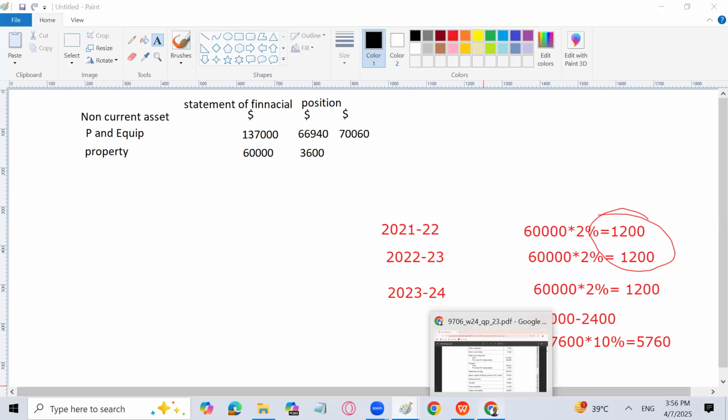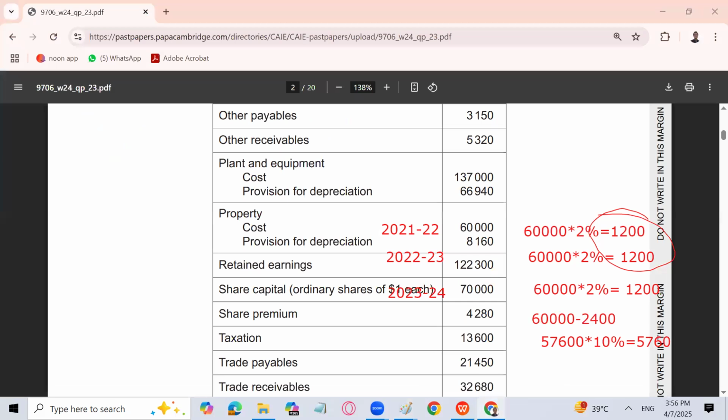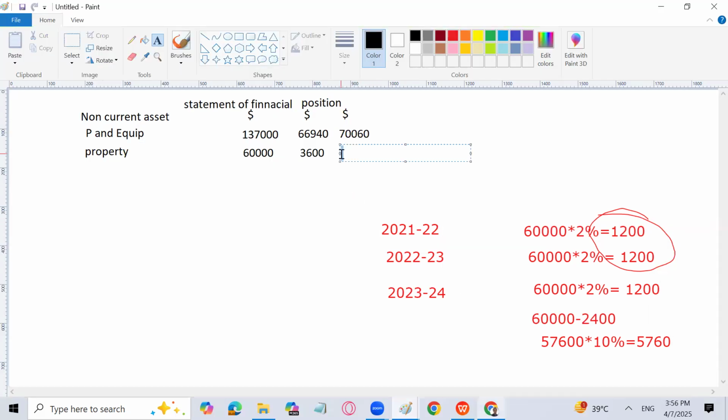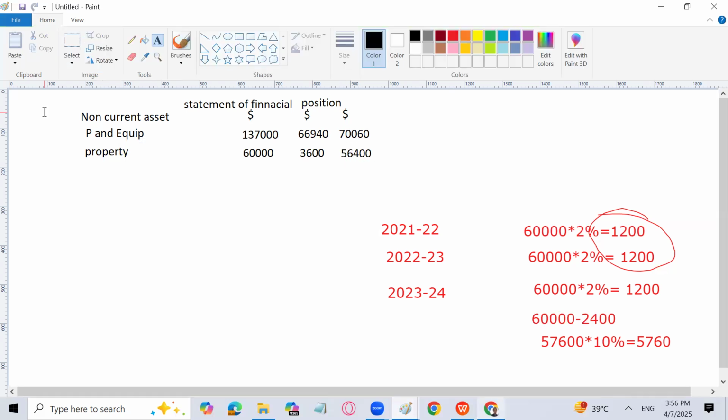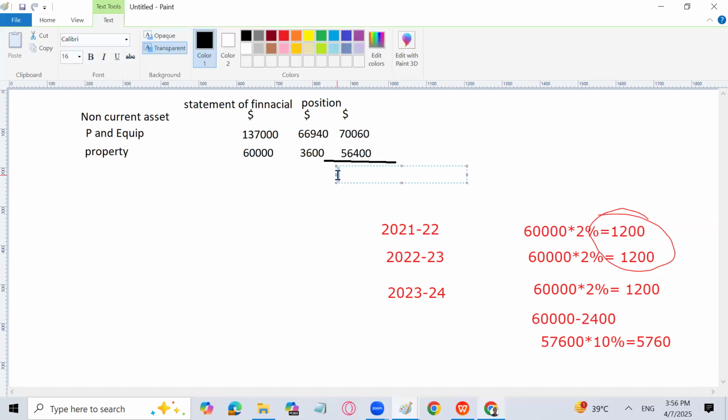8160, whatever be the depreciation, minus 5760 plus 1,200. 3,600. What do you get? 56400. So let's go for the total of the book value. 126,460. Okay.